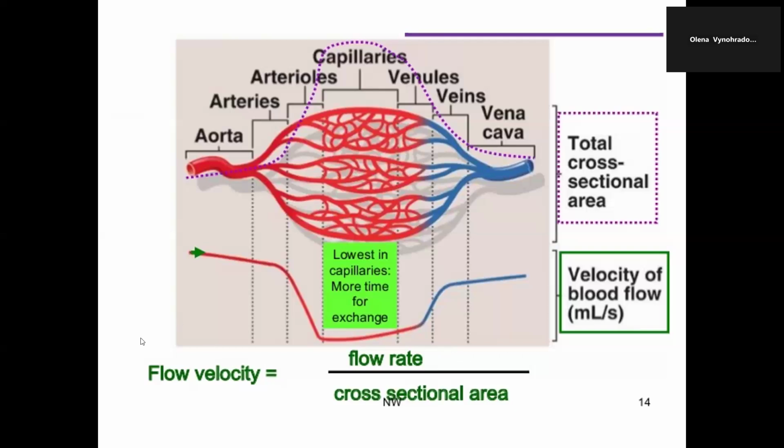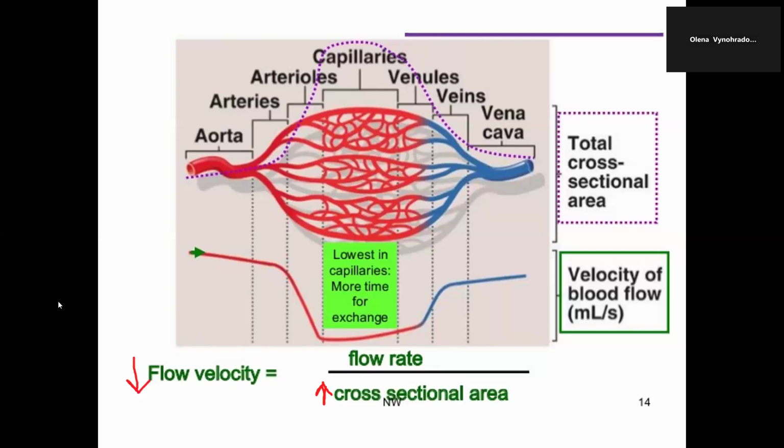Then flow velocity depends on flow rate and cross-sectional area. Then if cross-sectional area is higher, flow velocity will be decreased. Decreased. Right.